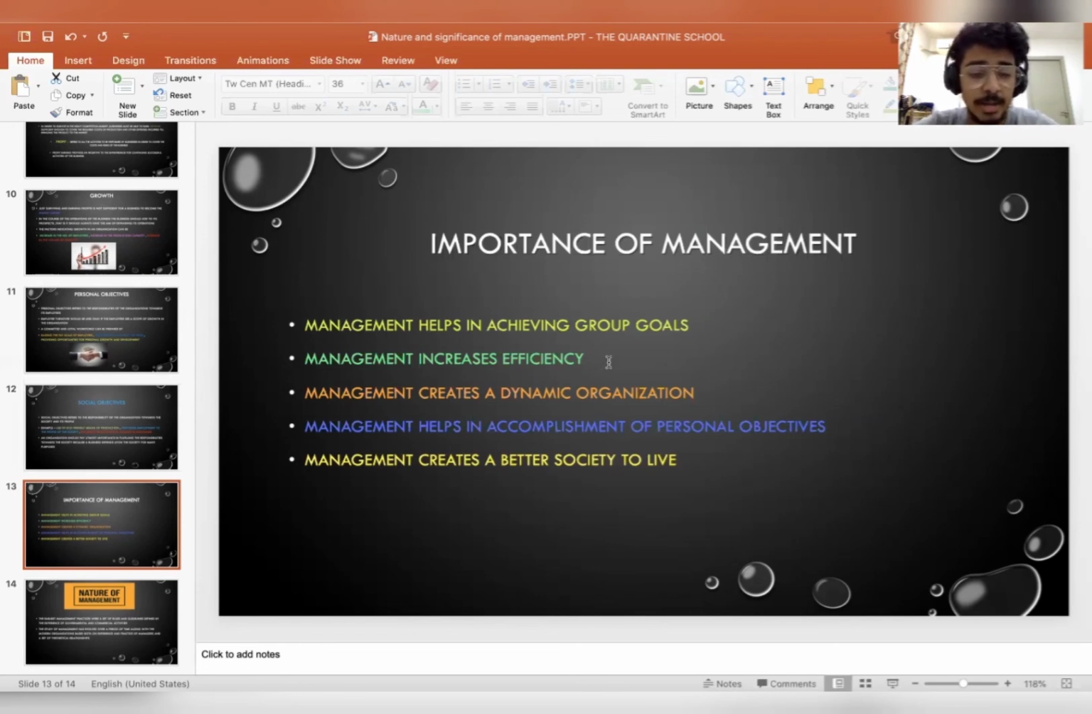The last point, management creates a better society to live in. If a business organization works in a very great manner, not only focusing upon the welfare of the entrepreneur or the owner, but also on the welfare of the ecological balance, the economy and the environment, then it obviously creates a better society to live in. I hope all these 5 points are clear to you.